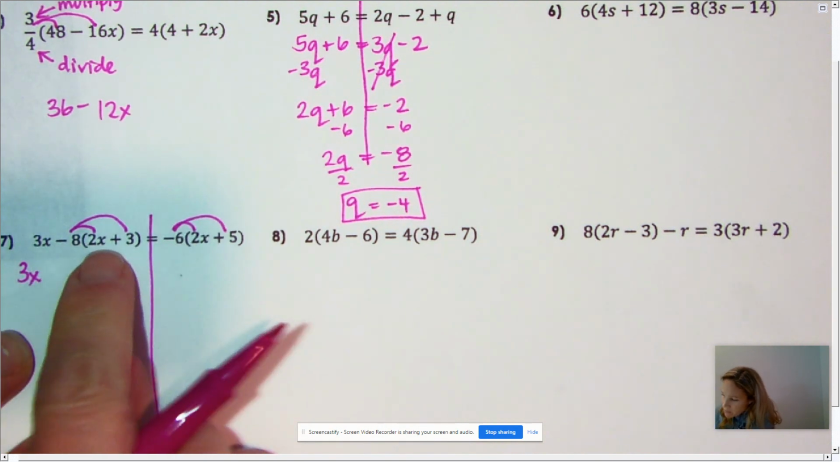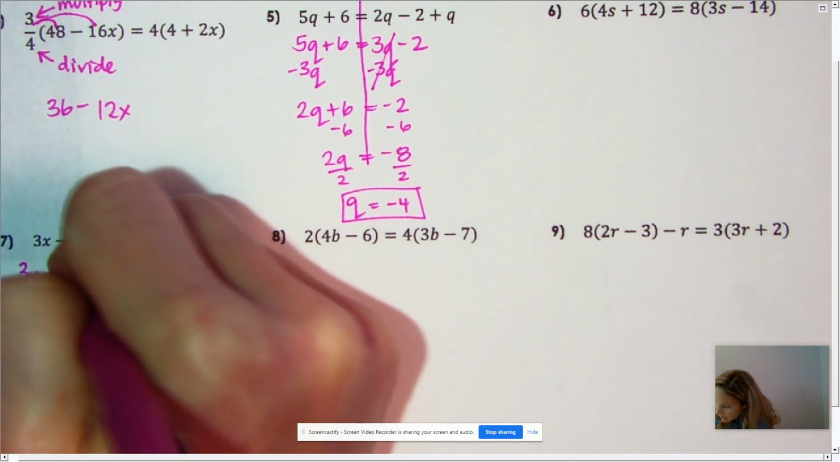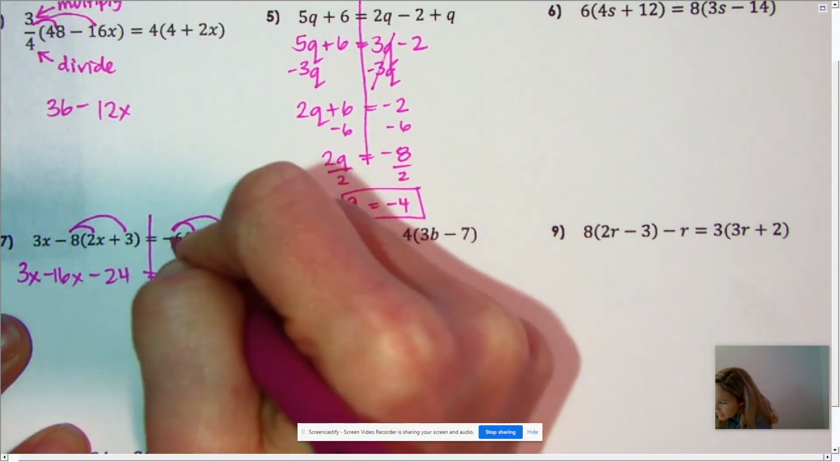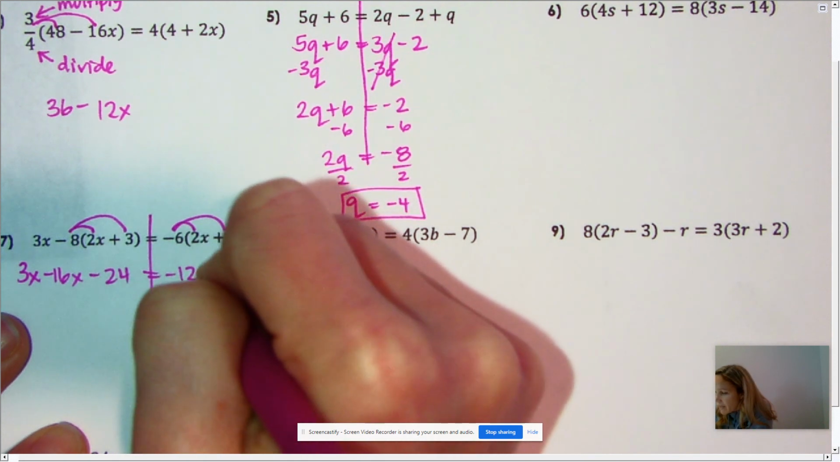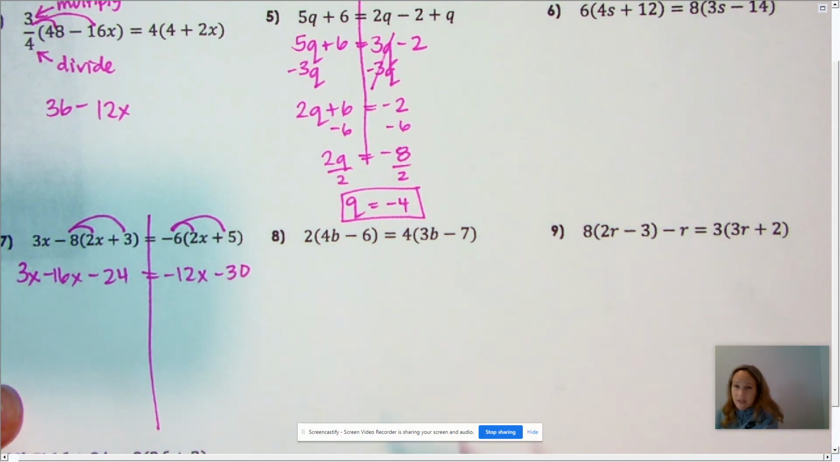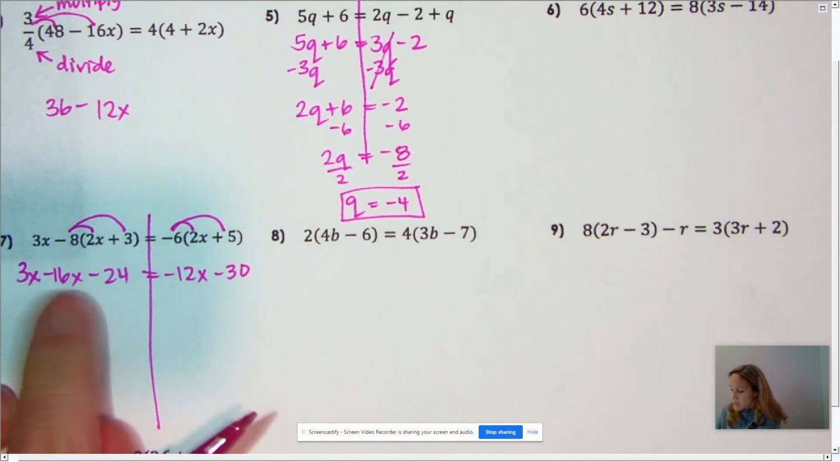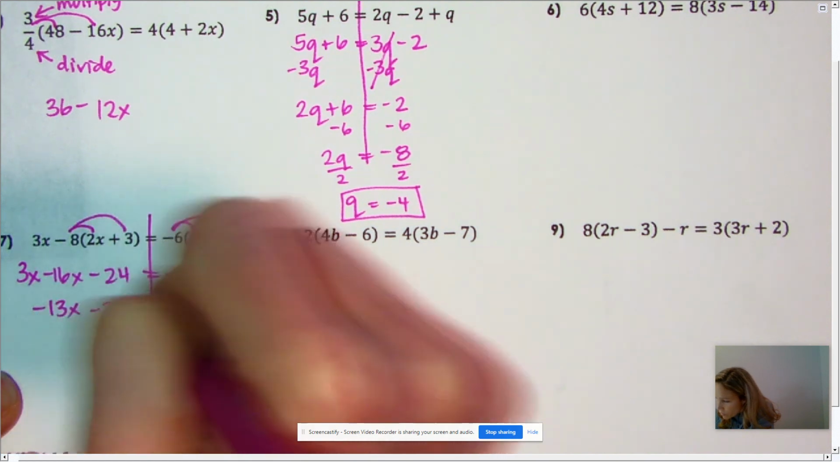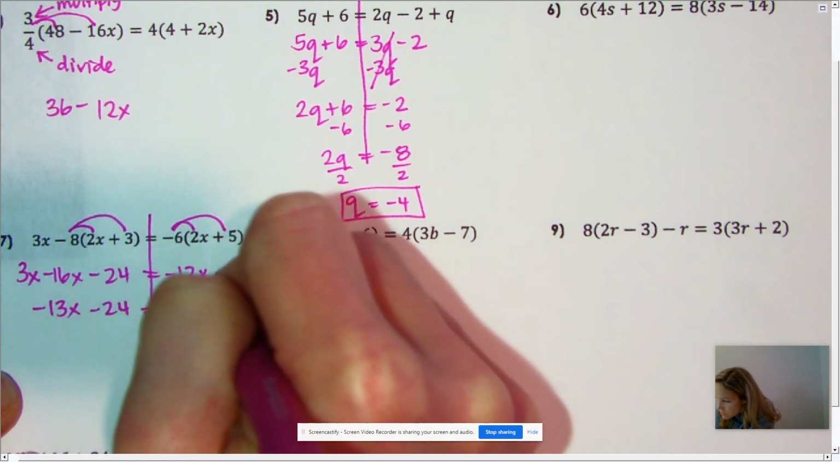The negative 8 times 2x is negative 16x. Negative 8 times 3 is negative 24. Negative 6 times 2 is negative 12x. Negative 6 times 5 is negative 30. Then I'm going to combine like terms. So 3x take away 16x is negative 13x. Take away 24 is equal to negative 12x minus 30.